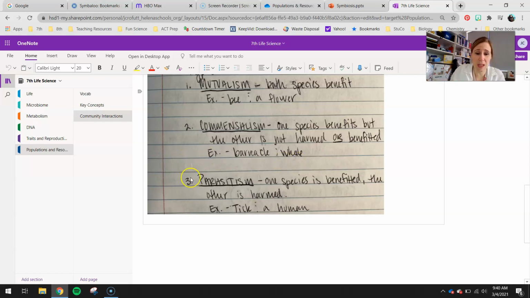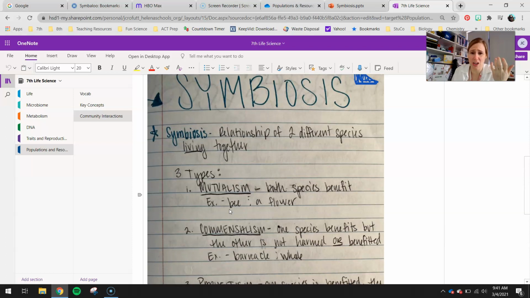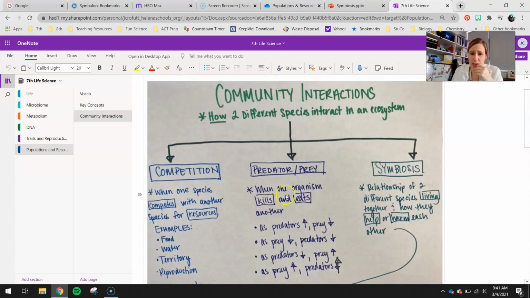And last but not least, this other one should be fairly familiar to you guys because you've all heard of parasites. So this is parasitism, where one species is benefited and the other is harmed. You guys can think of a mosquito on a human or a tick on a human. But oftentimes when you think of a tick, you think Lyme disease, and you're like, well, Lyme disease can kill. So how is that not predator-prey? Because obviously with predator-prey, you're feeding off of them, you're eating their body, if you will. But the difference is that they're not killing them.